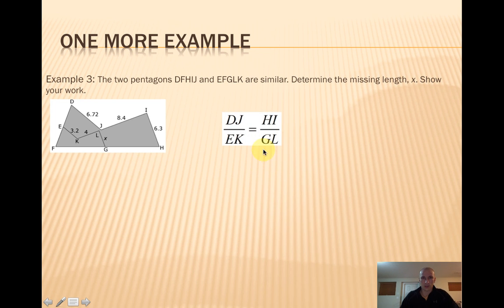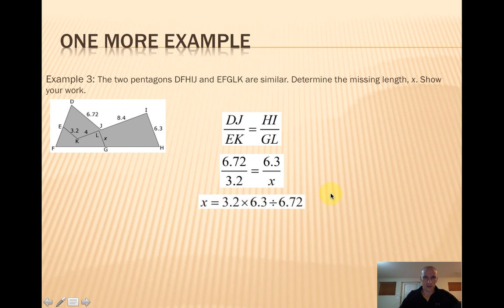So here's what we're going to do. We're going to take a look at DJ and EK. DJ is 6.72 and EK is 3.2, and that ratio should be the same as the ratio of HI over GL. So now putting in all the values that we have, of course the one thing that's missing is GL, that's X. Now we have a proportion that we can solve.